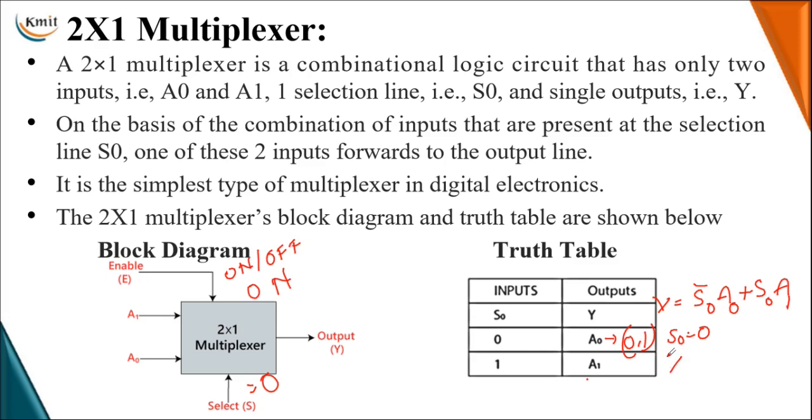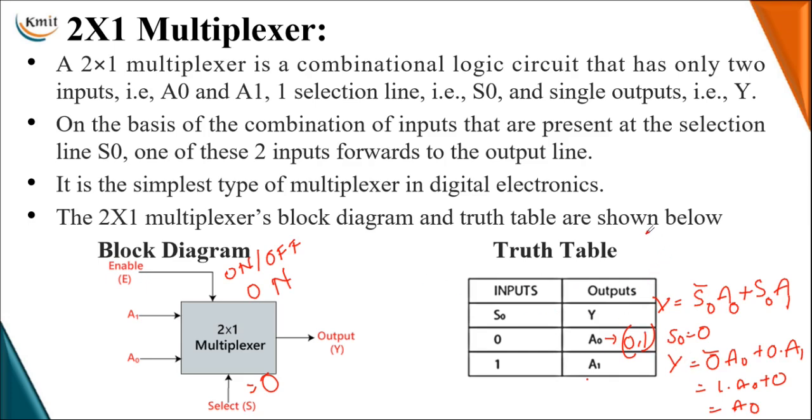Now let me first assume S0 is 0. Using this expression, let me replace S0 with 0: 0 bar into A0 plus S0 value is 0, 0 into A1. Now 0 bar is equal to 1, so 1 into A0 plus 0 into A1 is 0, which is equal to A0. So if S0 is 0, it transfers the first input to the output.